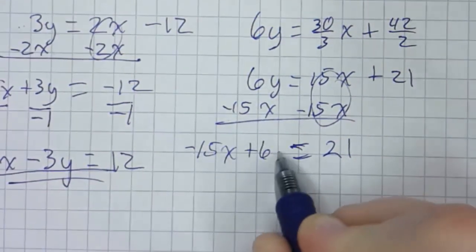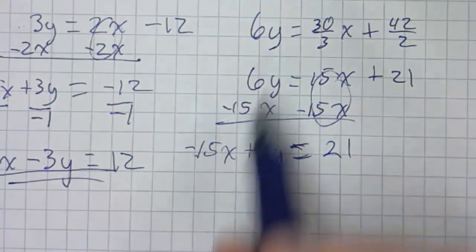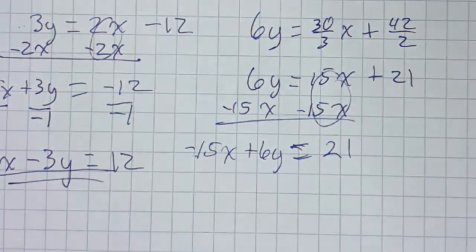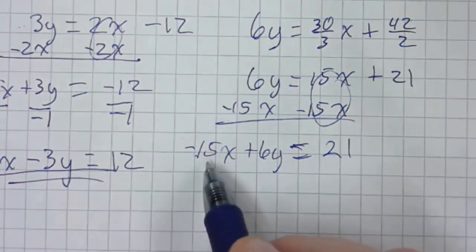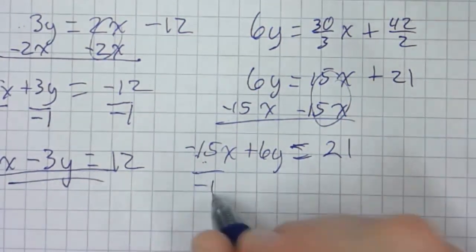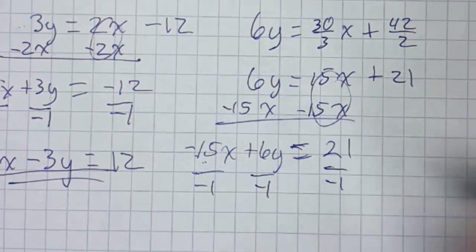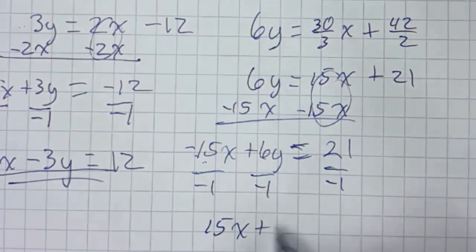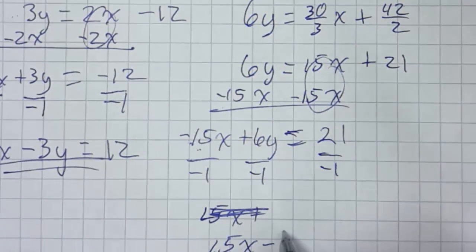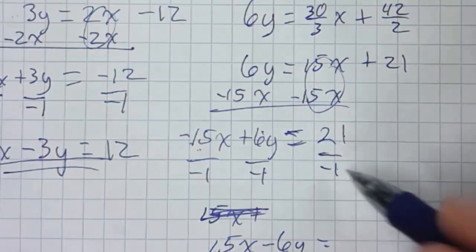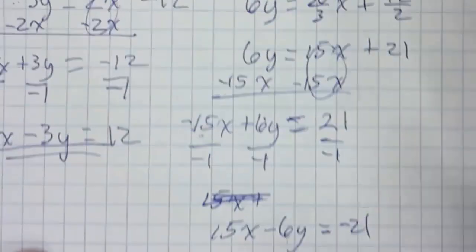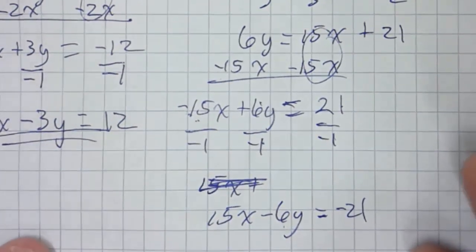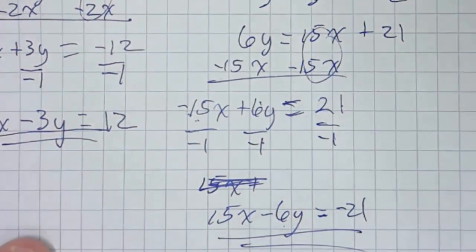And I got to make sure, that's step two, make sure that my leading coefficient, my x term, is positive. Well, it's a negative right now, so I'm going to divide everything by negative 1. And I end up with 15x minus 6y, because positive divided by negative is a negative. And then over here I have a positive divided by negative, which is also another negative. So I end up with 15x minus 6y equals negative 21, and this is my final result.